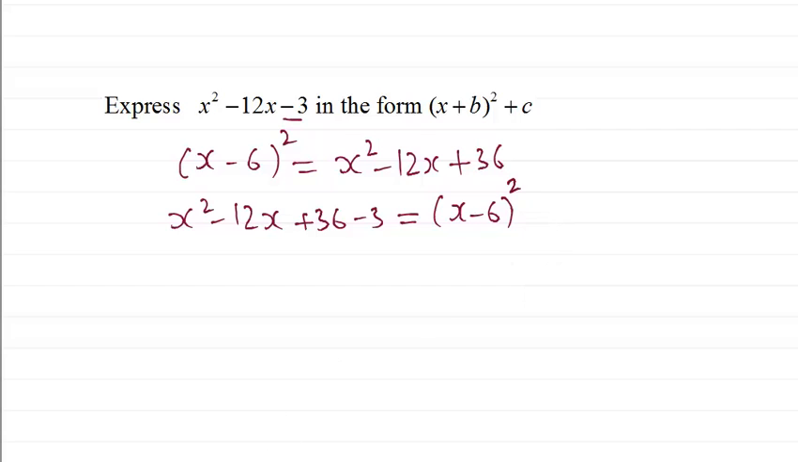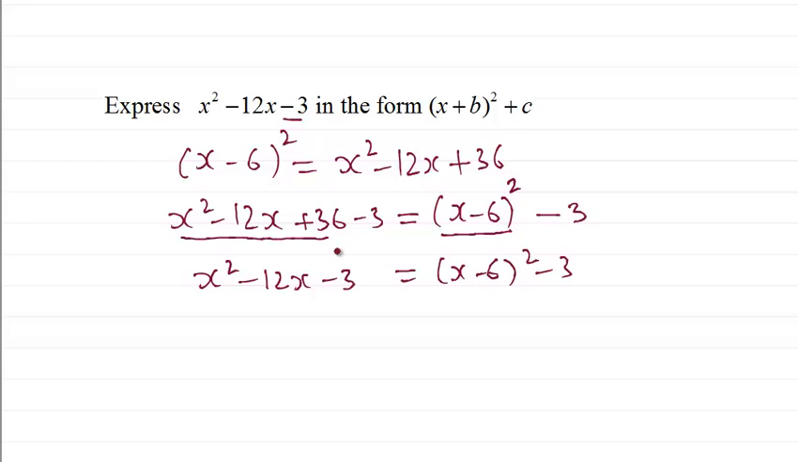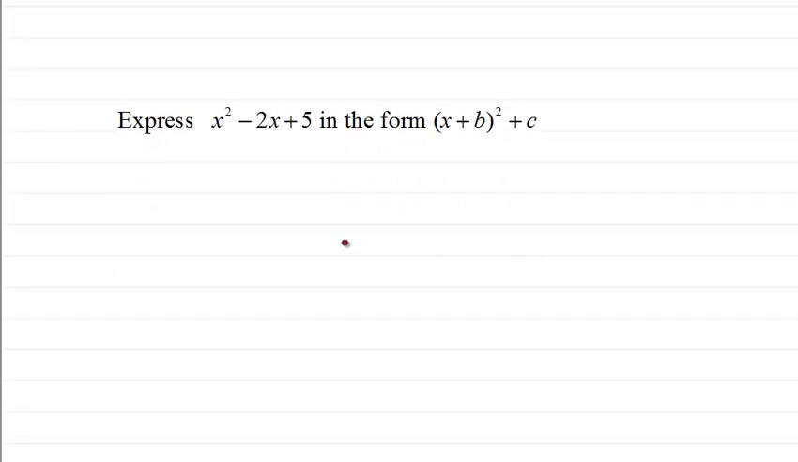But because we got extra minus 3, so these three terms are equal to this. Because this minus 3 there, we have to write minus 3 there. Then we only need x squared minus 12x minus 3 on the left, but then that 36 we are subtracting from both sides, so we get the answer is x minus 6 all squared minus 39.